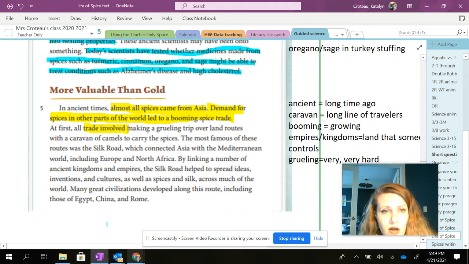So I would say trade involved making a grueling trip, I'd say overland routes. I would also mention caravan of camels, and they carried the spice. Pretty much everything. I just sometimes leave out some of these connector words because we're going to probably rephrase those anyway. So I want to get my big ideas. Now I'd say I have like two. This is one fact here. This is probably my second because they're all in one sentence here, and these two go together. So that's why I only have two.